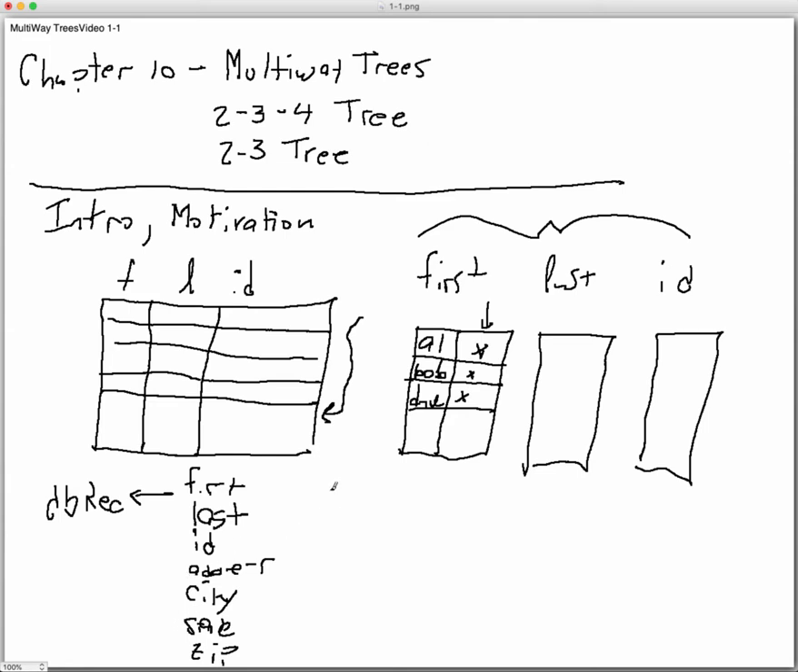And there could be other things here. There could be a hire date. There might be a pay grade. There could be a phone number. You get the idea. So the point here is that our database record might be quite large.